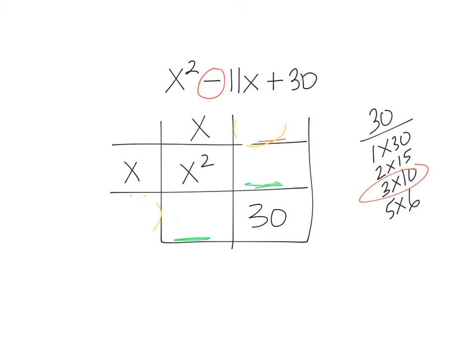Now, remember I put 10 and 3, or 3 and 10, or whatever. Should I mix them up? Does it make a difference if I put them in the other order? If I go negative 3x and negative 10x, or sorry, negative 3 and negative 10? Does it make a difference now?